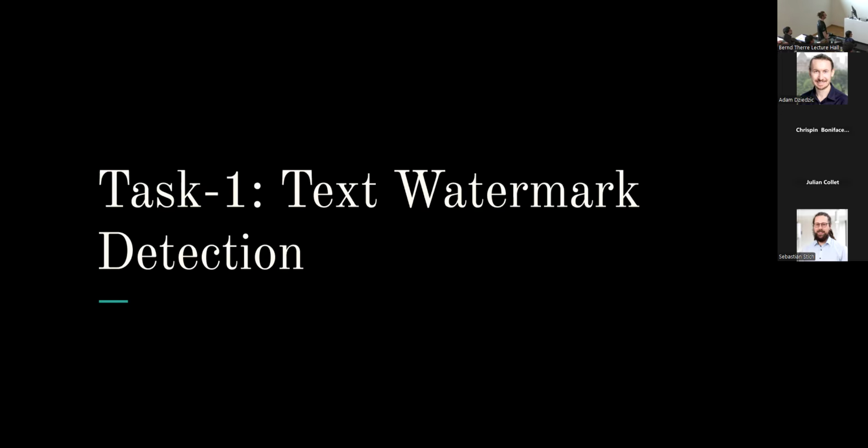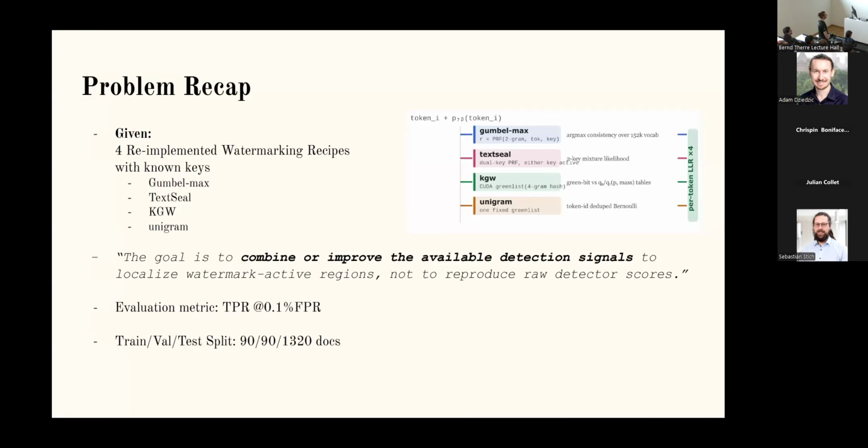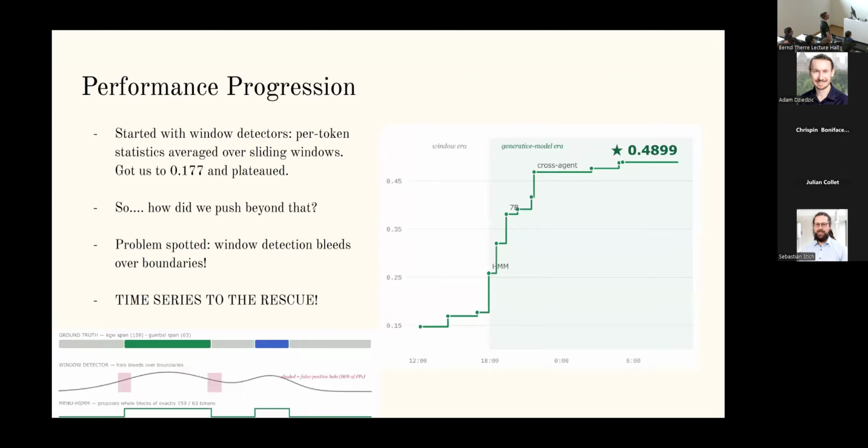But text, right? How do you find a watermark? How do you detect a watermark? Problem recap, everybody knows this, so I'm going to skip over, but I want to highlight something here. The problem statement explicitly said: combine or improve available signals. So we thought, let's focus our efforts there. First thing we did was what anybody did: using window-based detectors, per-token statistics, sliding windows, re-implementing basically what was said in the text sale paper, and the results were abysmal.